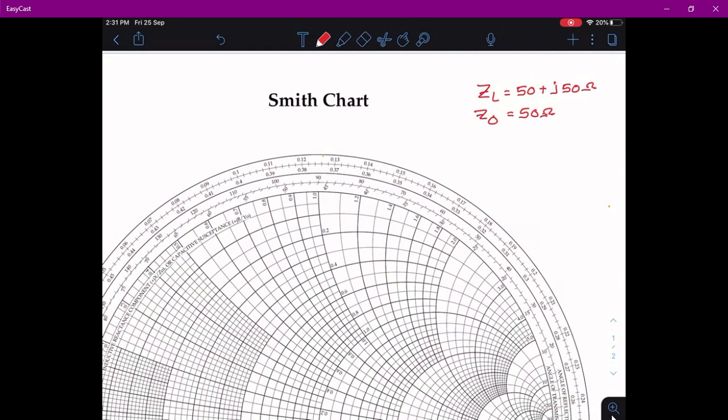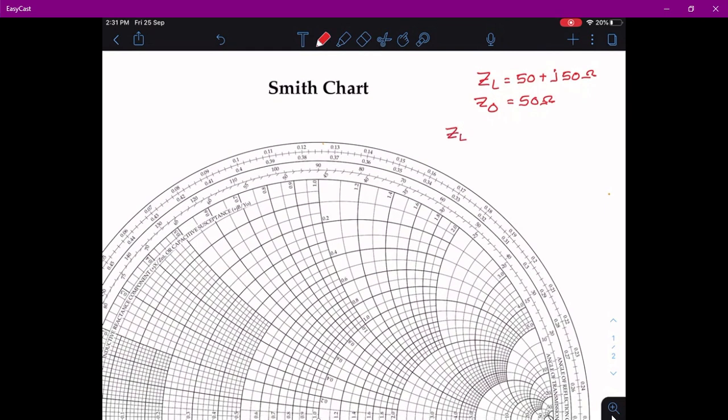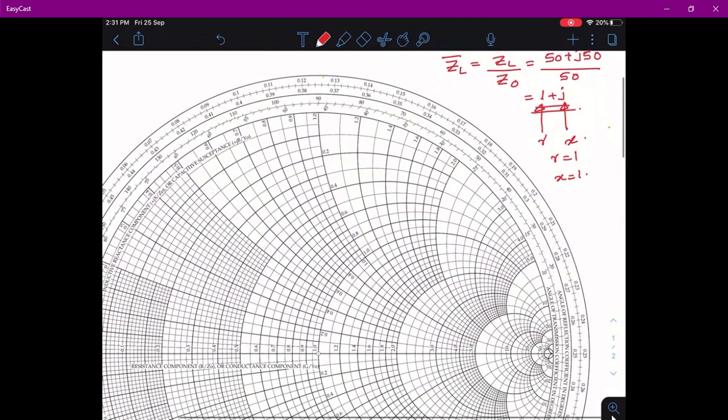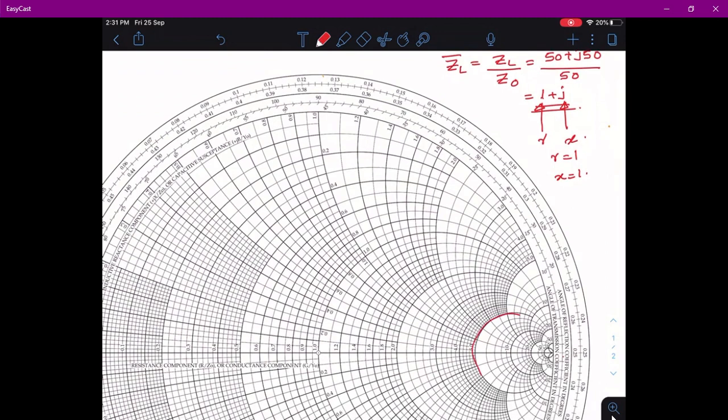Okay. So first thing you want to do to mark an impedance is normalize your impedance which is given. So currently it is given as load impedance. So you can normalize the impedance as ZL by Z0. So that is equal to 50 plus j50 ohm divided by 50, that is 1 plus j. Okay. Now you need to mark this in the Smith chart. So you know that this is R and the coefficient of j is X. So R is equal to 1 and X equal to 1. So that is your normalized impedance. So if you want to mark this, you know that these circles are R circles and these circles are X circles.